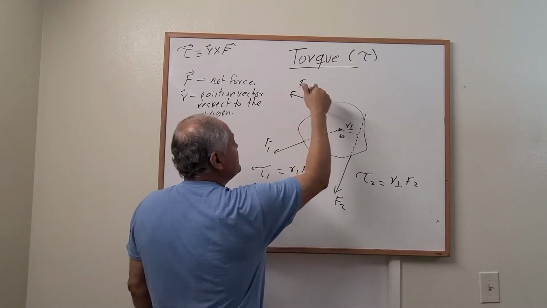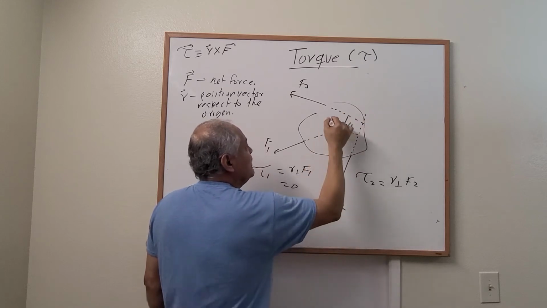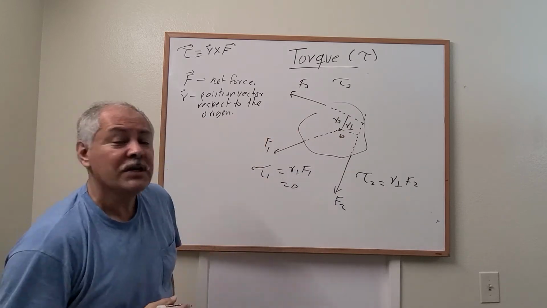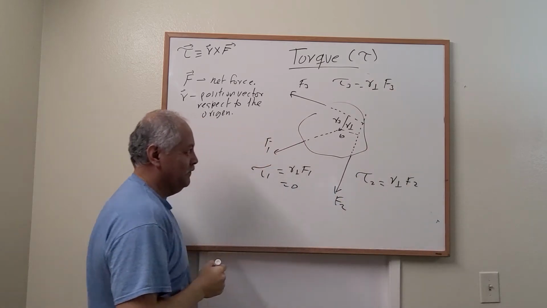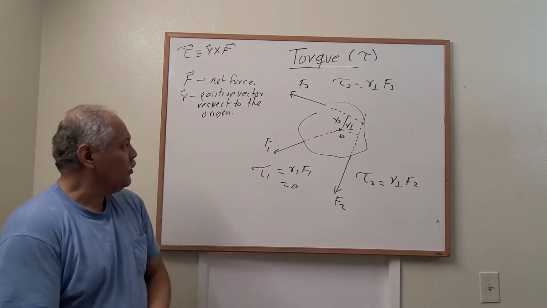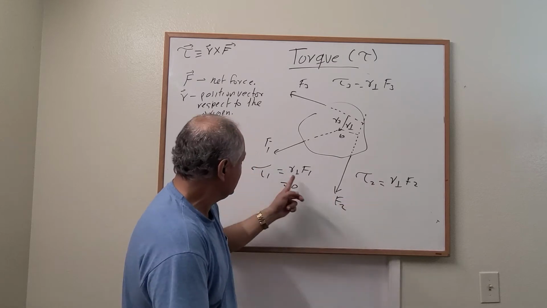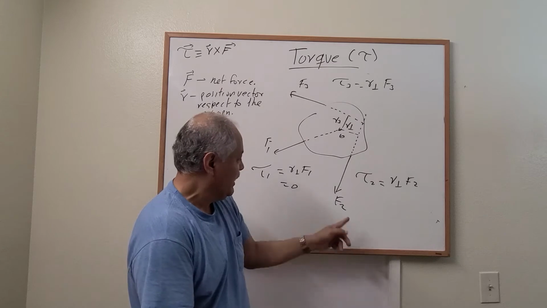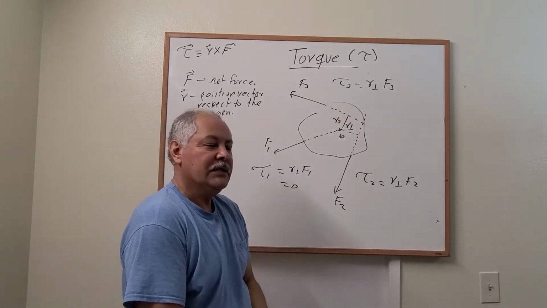What about for this F3? Well, this is the line of action, and the perpendicular line is R3. So the torque produced by this force is equal to R perpendicular times F3. And that is another way we can use torque, when we have the components perpendicular to the force. Perfect.